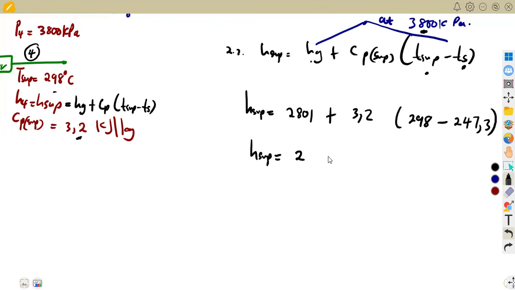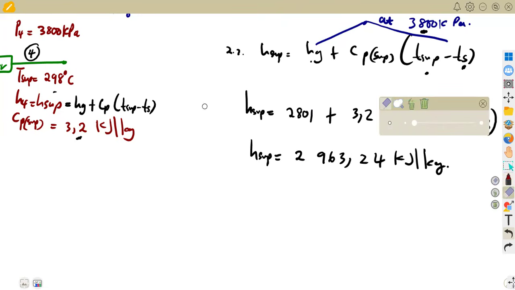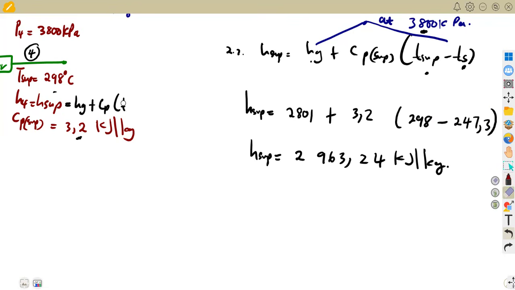So this is going to give us 2,963,24, which is in kilojoules per kilogram. So that means we've got H soup, which is H4 in this case. All right. So this is how our questions might be given. You just have to be careful.